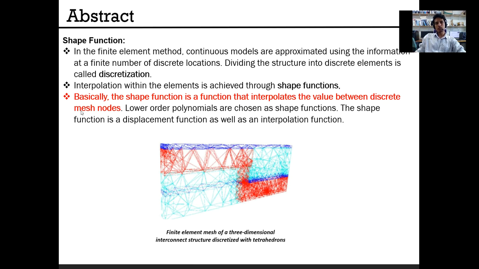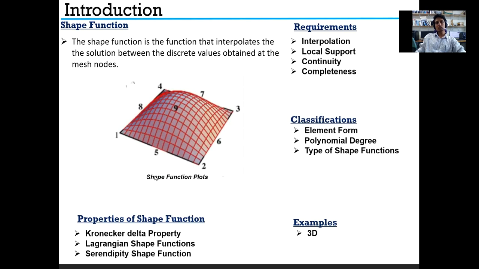So the interpolation within that element is achieved through shape functions. Basically the shape function is a function which interpolates the value between the discrete mesh nodes. Lower order polynomials are chosen as shape functions. So the function is a displacement function as well as the interpolation function. In this video we will discuss the properties of shape function.